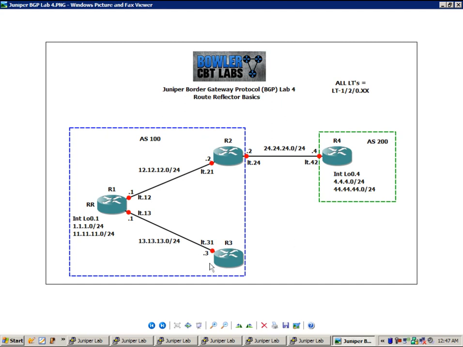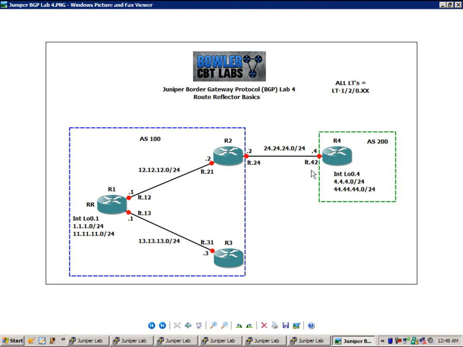The IP addressing is on R1. We have on all the interfaces, the .1 is used. Router 2, the .2, router 3, .3, router 4, .4. On router 1, we have interface loopback 0.1, which has the 1 network and the 11 network, both of those /24s. On router 4, we have interface loopback 0.4 with the 4 network and the 44 network, both of those also /24s. Between router 1 and router 2, we have the 12 network. Between R1 to R3 is the 13 network, and between router 2 and router 4 is the 24 network.